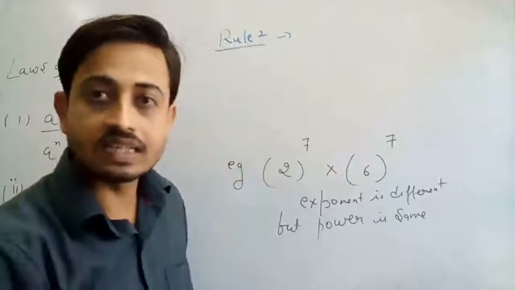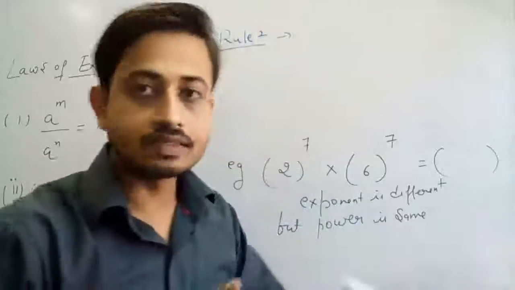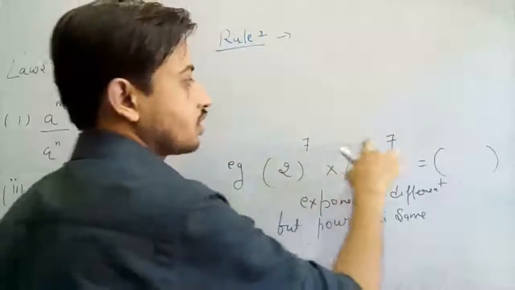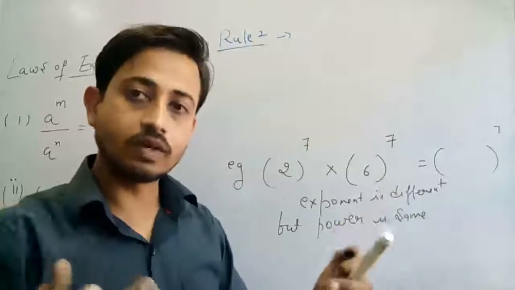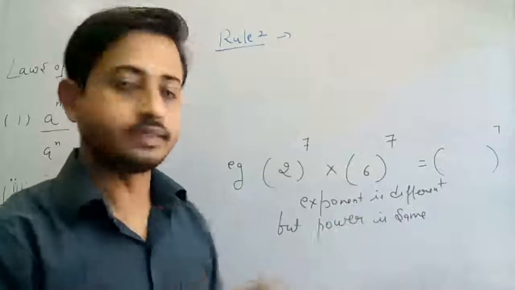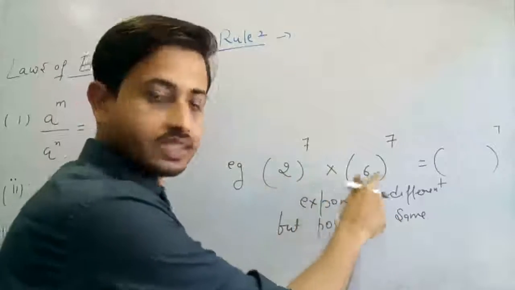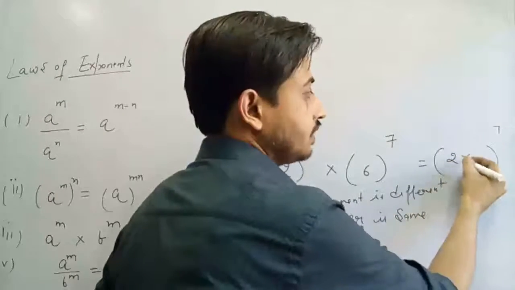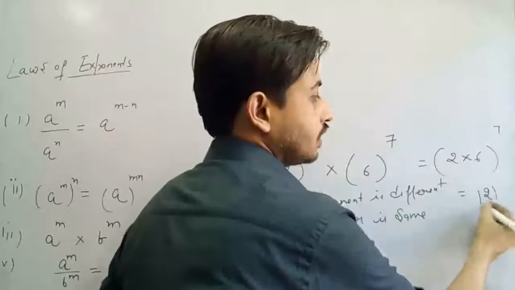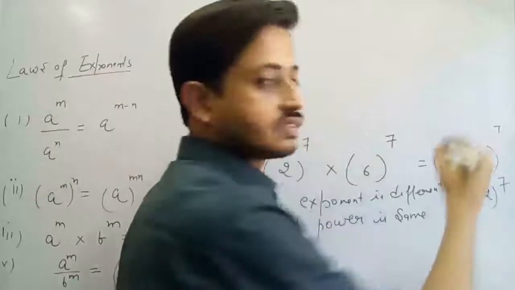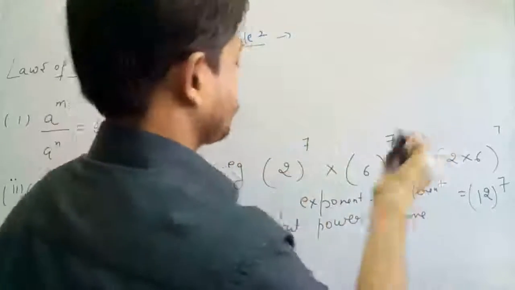Then what's the result? The power remains same. So the power is 7. And the exponent is the multiplication of both the terms. So what is 2 into 6? 2 multiply 6 is 12. 12 raised to the power 7. This is the answer. So please note it.